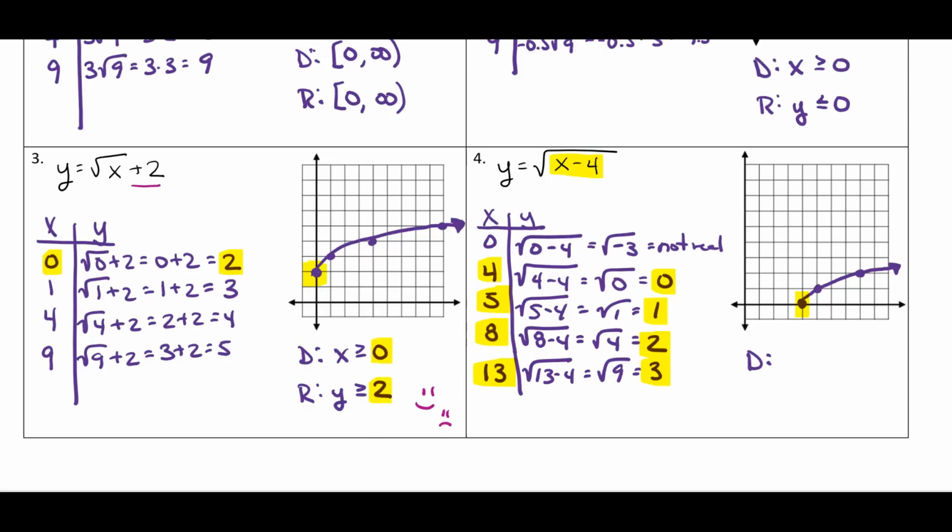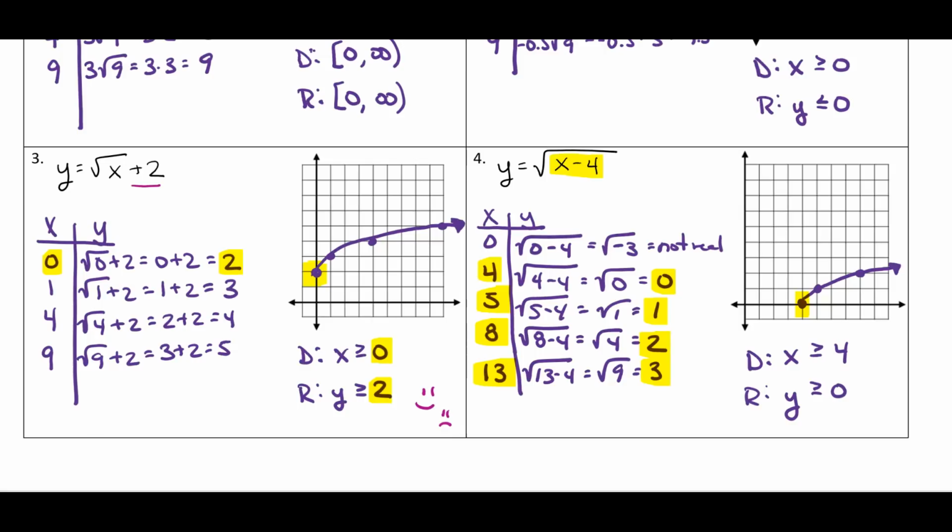So here our starting point is at 4, 0, which means our domain is going to be x is greater than or equal to 4, because we're using numbers bigger than 4. And our range is going to be numbers that are greater than or equal to 0. Again, it corresponds to our starting point. Now, this can be tricky, especially when you have other things going on.